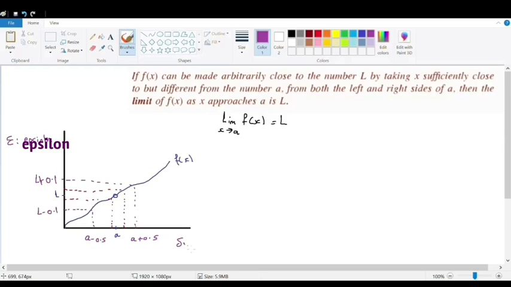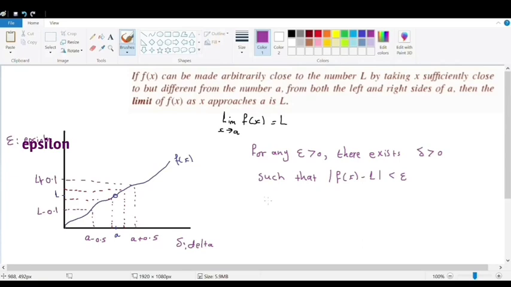في التعريف بيكون هنا for any epsilon greater than zero there exist دلتا greater than 0, such that absolute value of fx minus L is less than epsilon whenever absolute value of x minus a is less than delta.